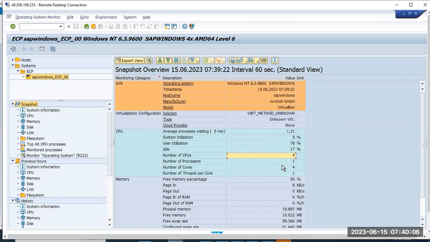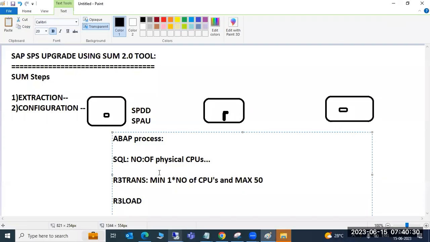So the recommended value is the same as the number of physical CPUs available. One process per import, so 4 processes means 4 imports at once, with a maximum of 50. This is the rule we have to follow for R3 trans: the number of physical CPUs, and the minimum is 1 into the number of CPUs. With 4 CPUs, 1 into 4, we can give 4 here.